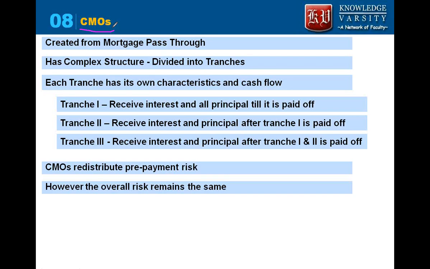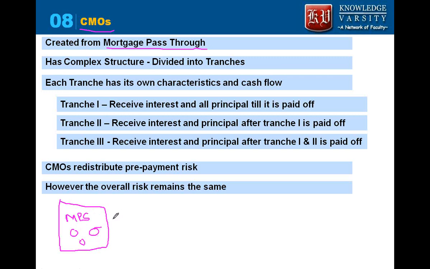Now we'll come to the complex security, that is CMO or collateralized mortgage obligation. In a collateralized mortgage obligation, you can have a mortgage pool or a pool of mortgage pass-throughs. So let's say you have a pool of mortgage pass-throughs plus a pool of small loans.